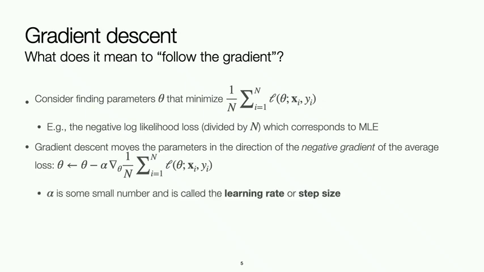And alpha is some small number. Think of it on the order of 0.01 or 0.001. It actually depends on the problem you're working on, but it's generally in that range. We call it a learning rate or a step size.